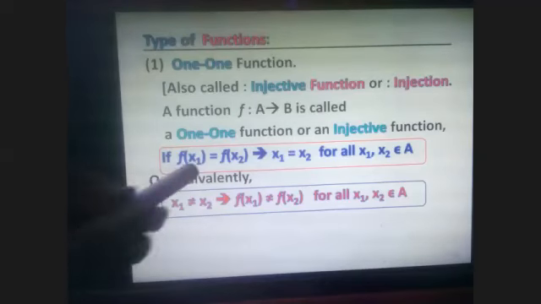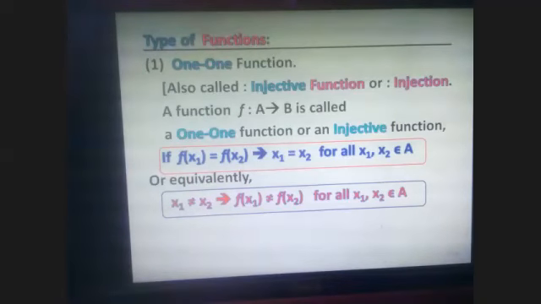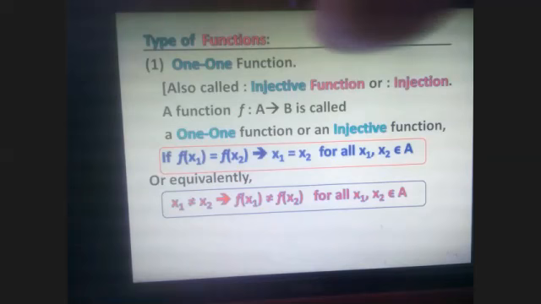I will discuss it more and explain with more examples later.